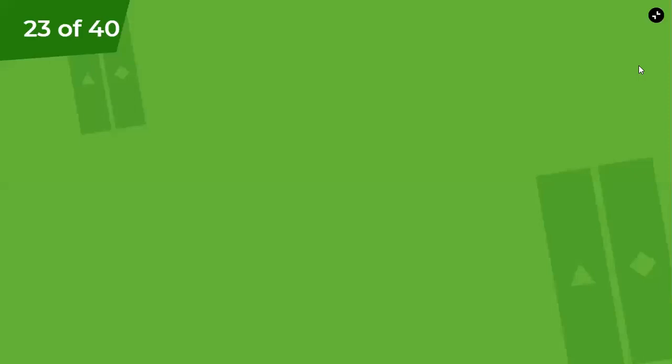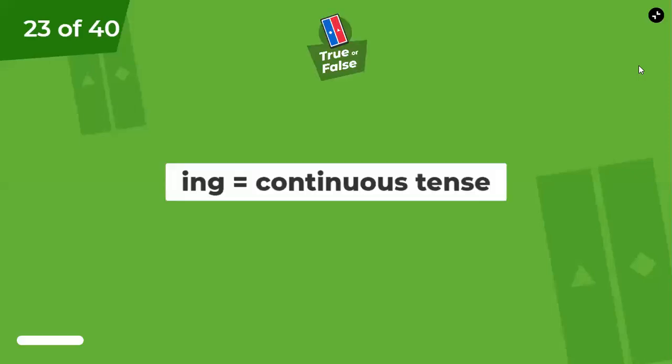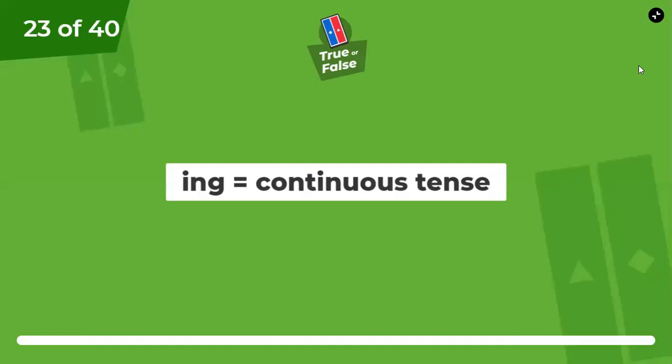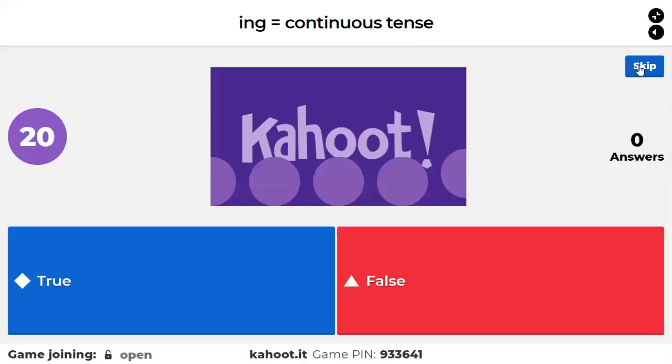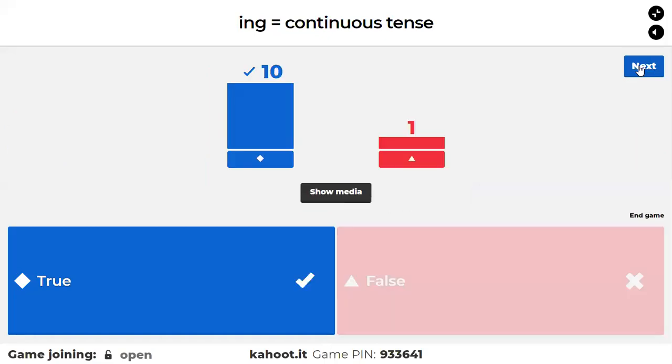Okay, the next one. Ing means continuous tense, like walking, singing, baking. Blue is true, red is false. It is true. Ing means continuous. It's something that keeps on happening, so it's continuous tense.